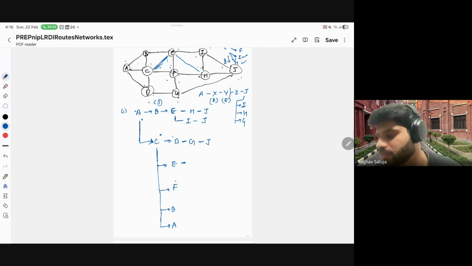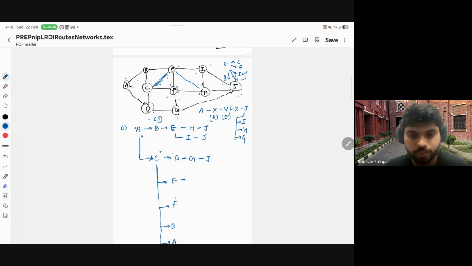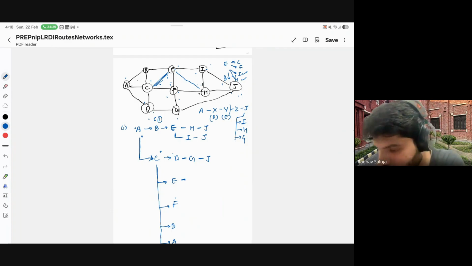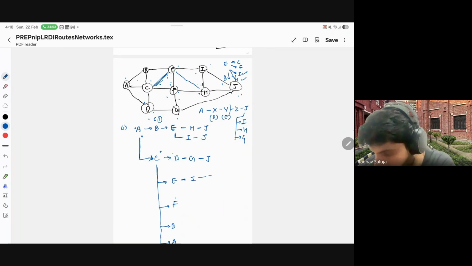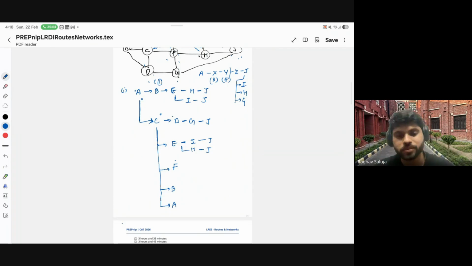From E, tell me, which of I, H and G can I go to? I can go to H. Can I go to G? From E can I directly go to G? I cannot. But I can go to I, yes, and J. I can go to H, yes, and J. I can. 2 more paths done.